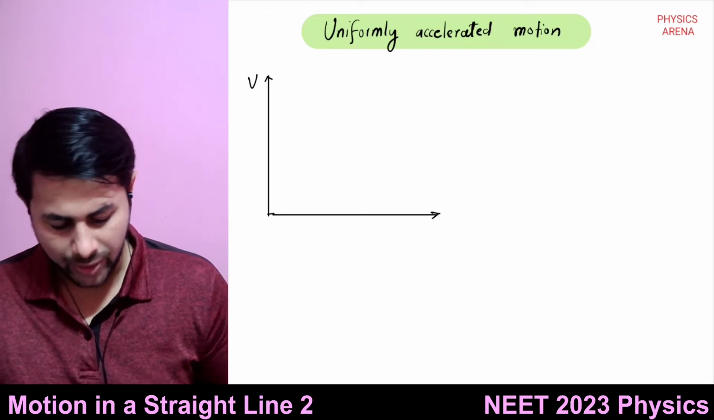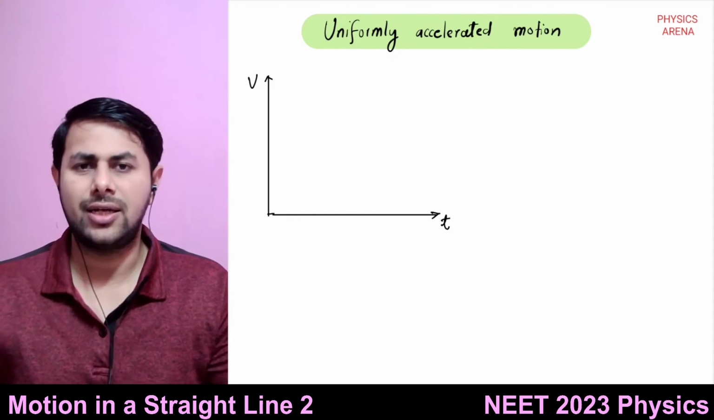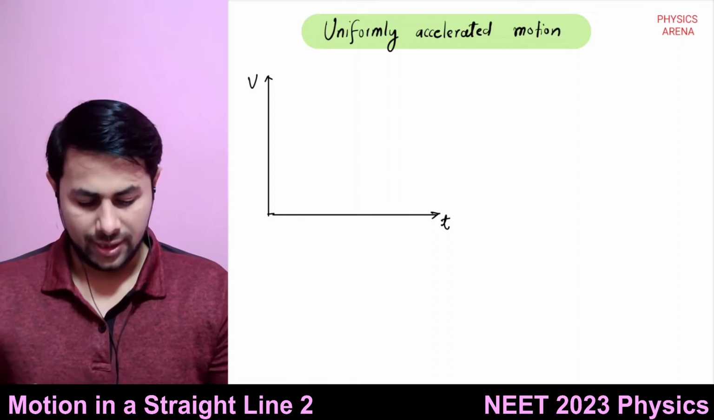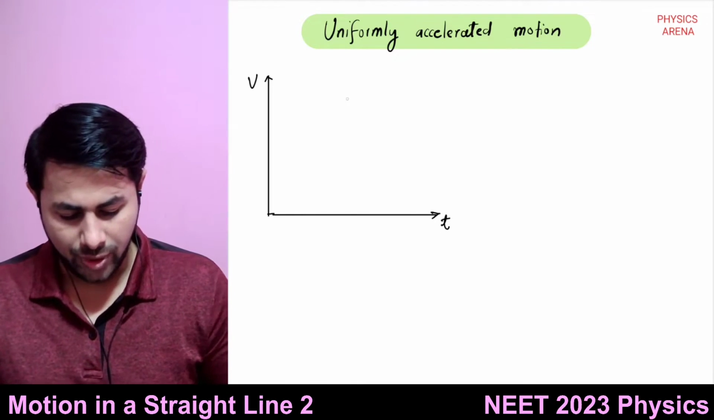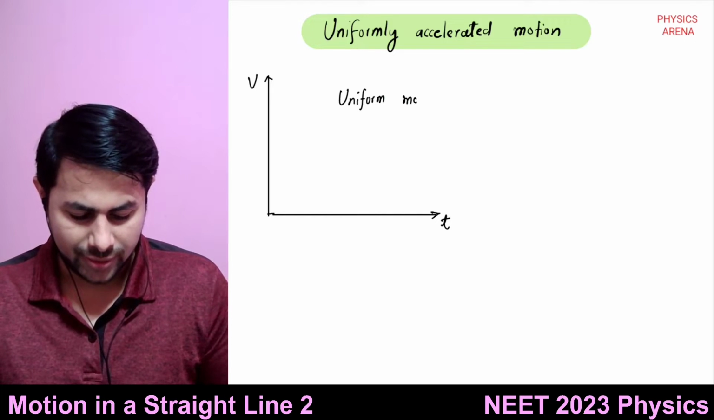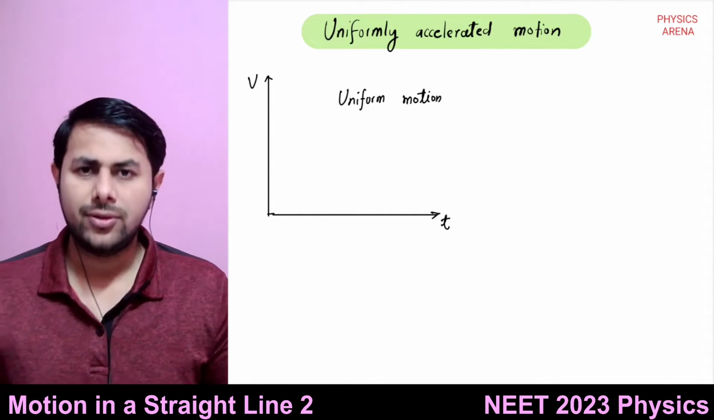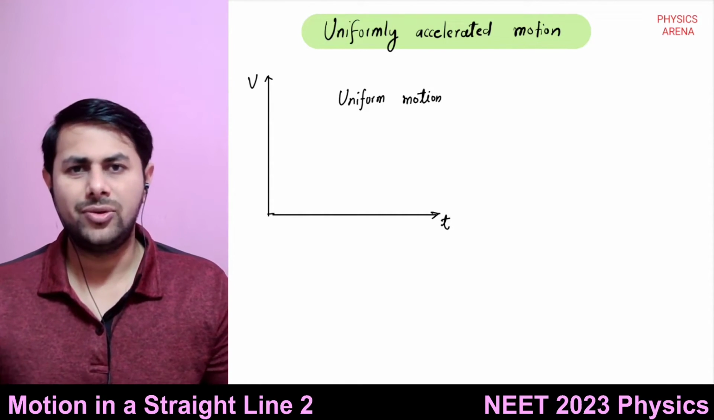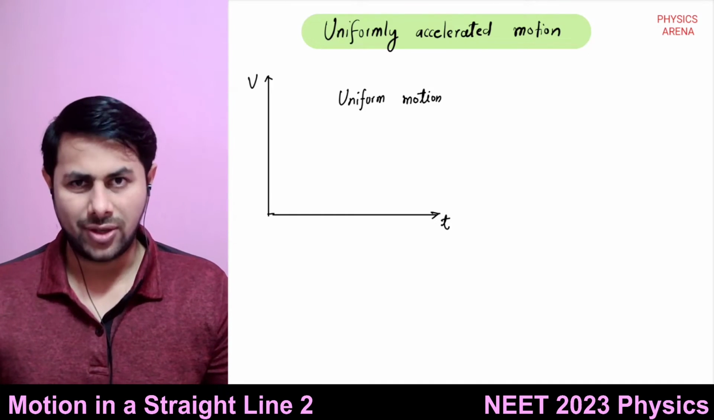If I plot velocity on the vertical axis and time on the horizontal axis, and let's say this is uniform motion. Okay, this is uniform motion. So our object moves with uniform velocity. That means velocity is constant.